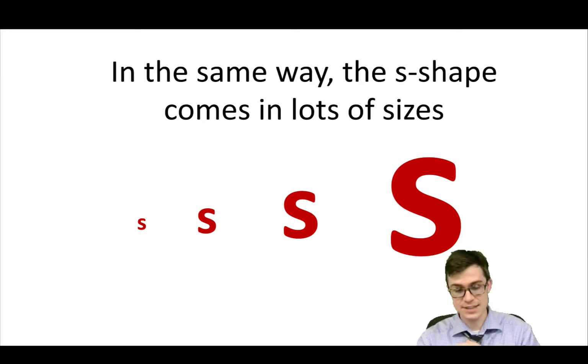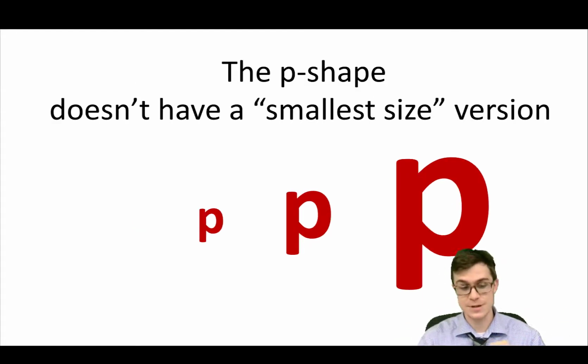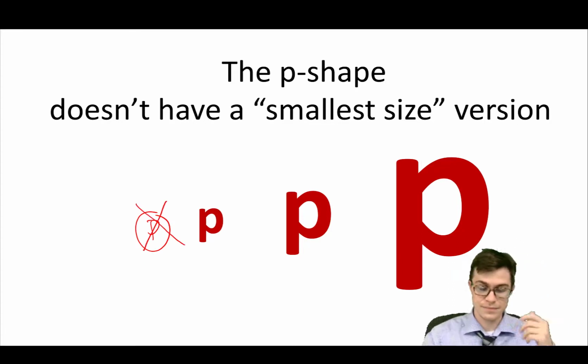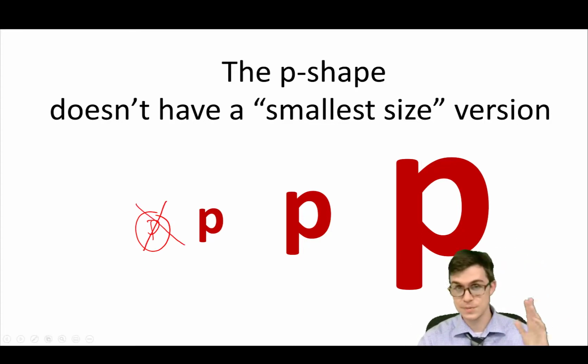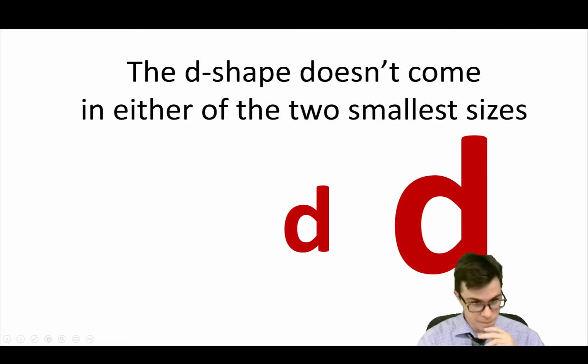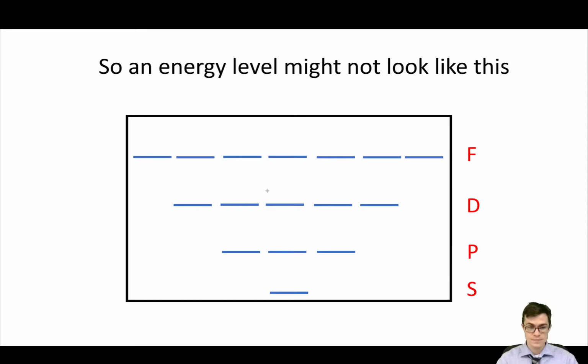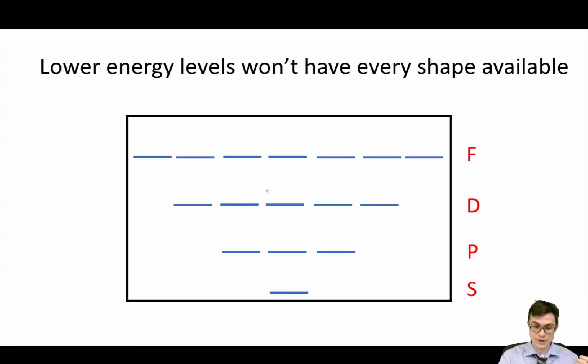There's a tiny S, and a middle-sized S, and a big S. But there is no fun-sized P shape. The smallest P shape doesn't exist. It could, it just doesn't. There's no smallest size of the P shape. The D shape doesn't come in either of the 2 small sizes, and the F shape only comes in a big size. So this might not be what your energy level looks like. Lower energy levels won't have any F, D, or P.